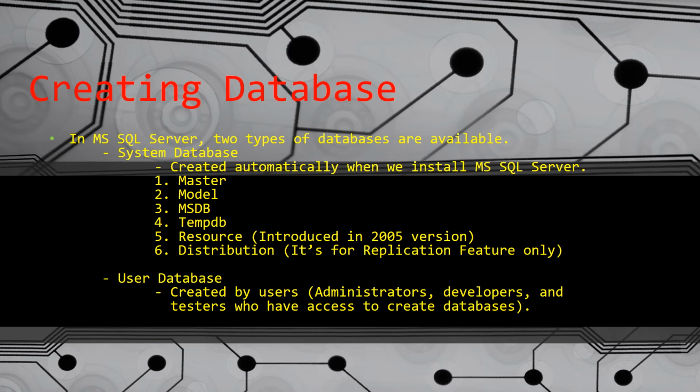Creating a database. In MS SQL Server, two types of databases are available: the system database and user database. The system database is created automatically when we install MS SQL Server. System database includes master, model, MSDB, tempdb, resource, which was introduced in 2005 version, the distribution for replication feature only. The user database is created by users such as administrators, developers, and testers who have access to create databases.